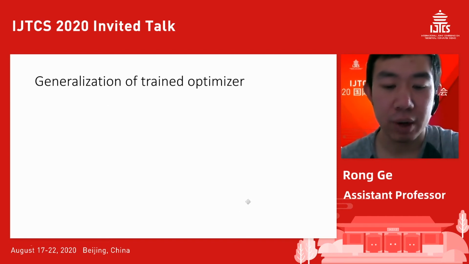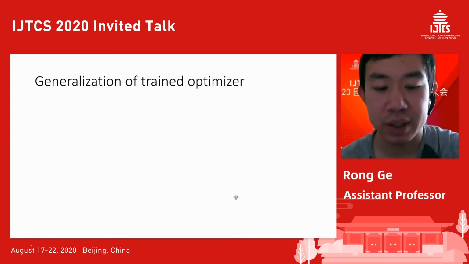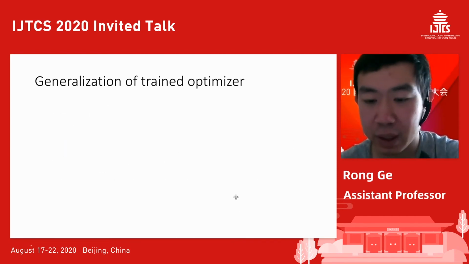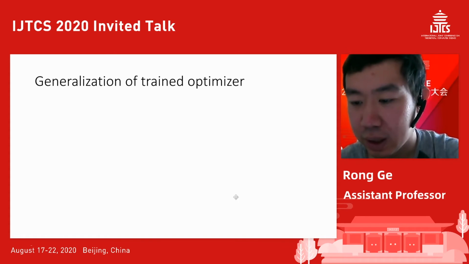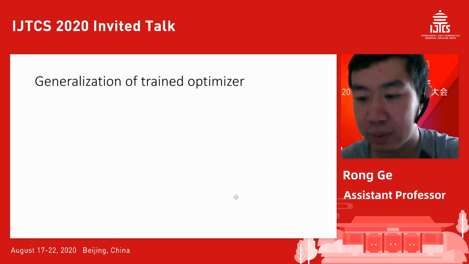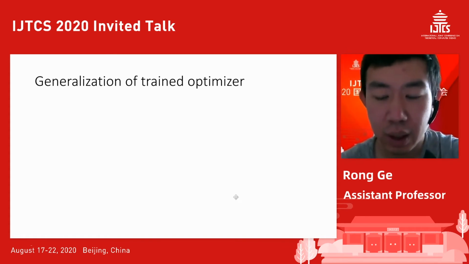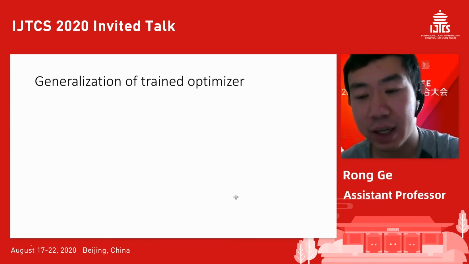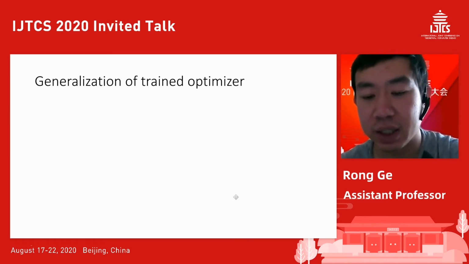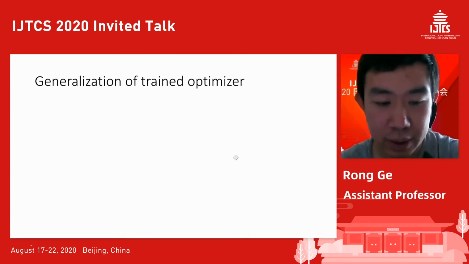Okay, so our next result is going to be about generalization of trained optimizer. Do we take questions now, or should I wait for questions at the end? Okay, if there are no questions, I'm going to talk about our second set of results, which is generalization of trained optimizer.